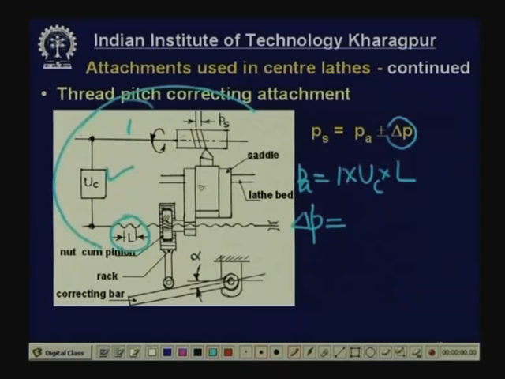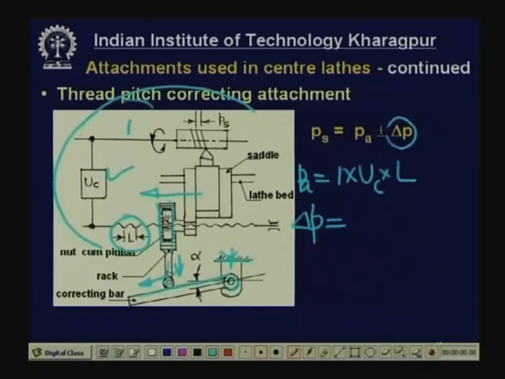When the saddle moves in this direction along with the entire system, there is this nut which has got internal thread. This nut is basically a gear or pinion, and this pinion is against a vertical rack, and the rack is in contact with a bar hinged at a fixed point on the lathe bed. Okay. Now, when this travels in this direction, this will follow this path. As a result, this rack will come down.